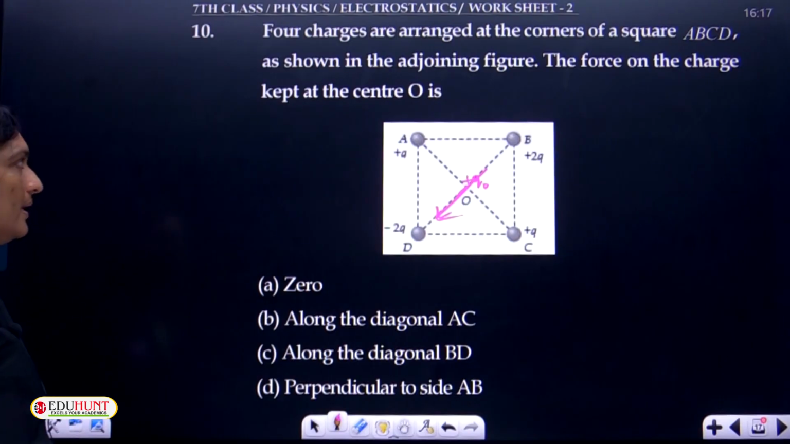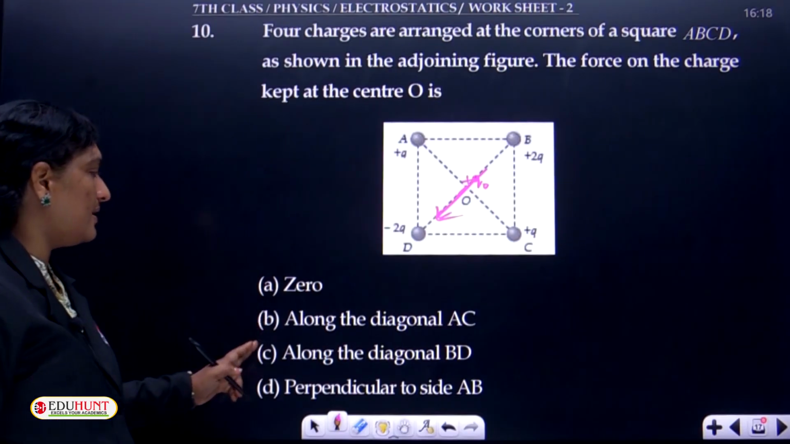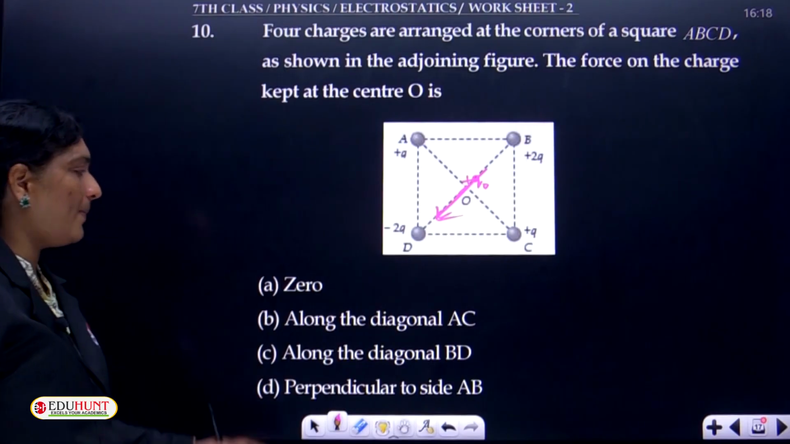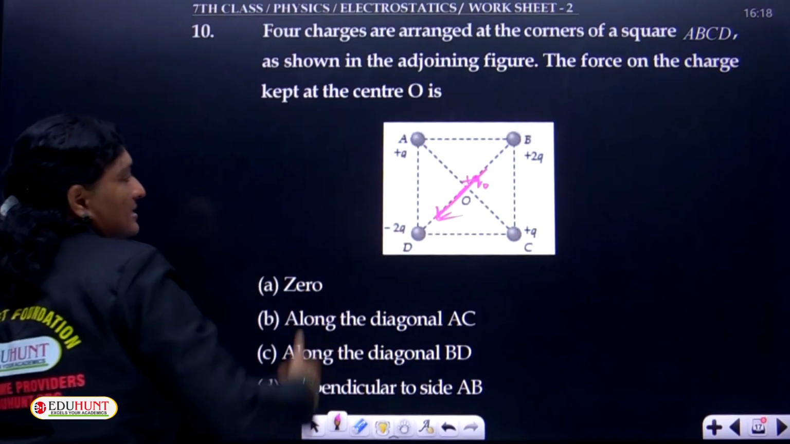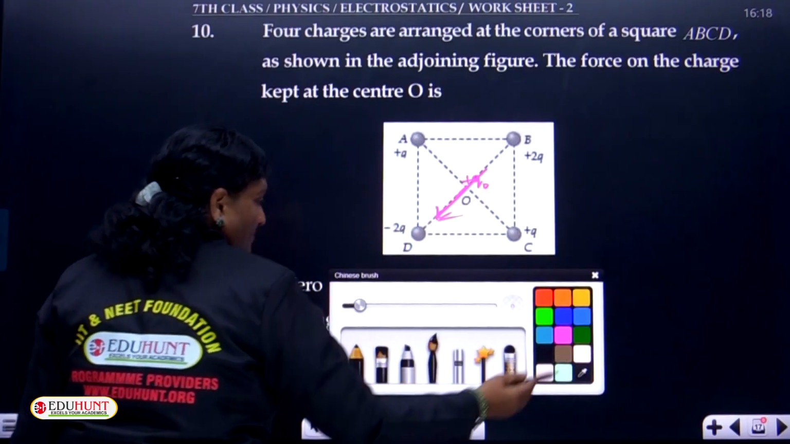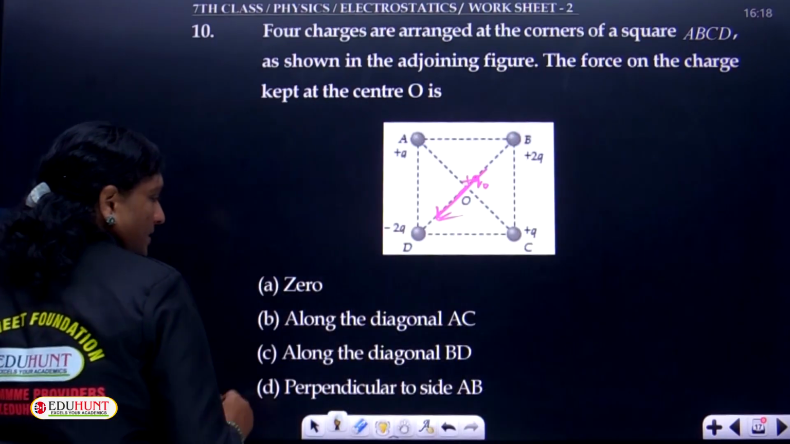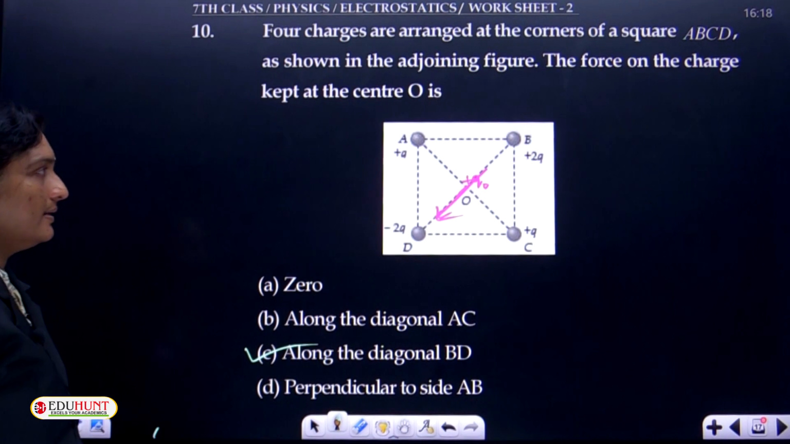Acts along BD. Okay. So, is it 0? Is it along the diagonal AC, along the diagonal BD, or perpendicular to the side AB? No doubt, this force acts along the line BD, and hence the correct option must be option C, that is along the diagonal BD. Clear?